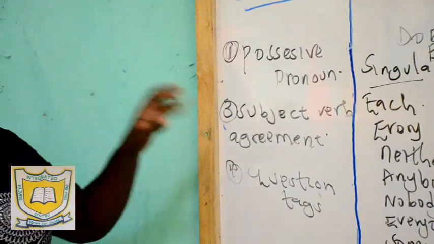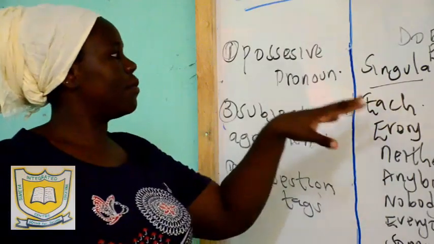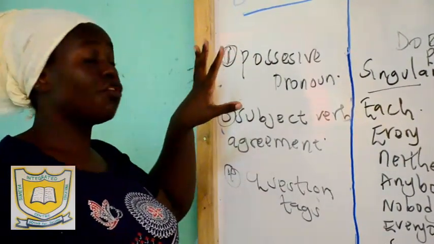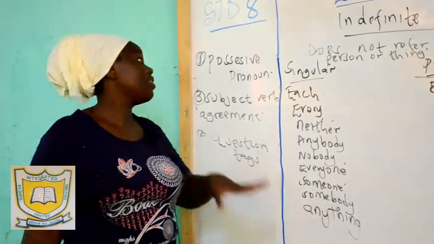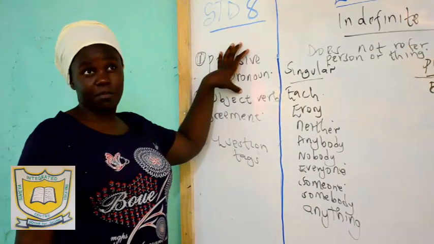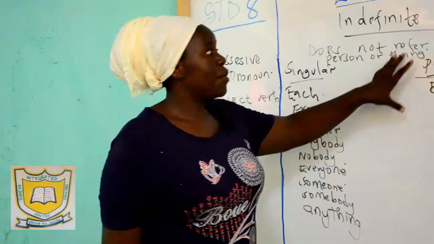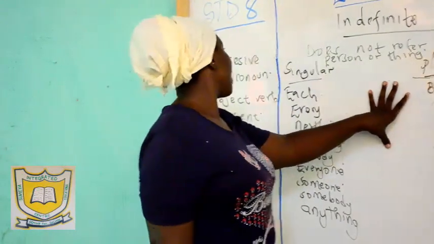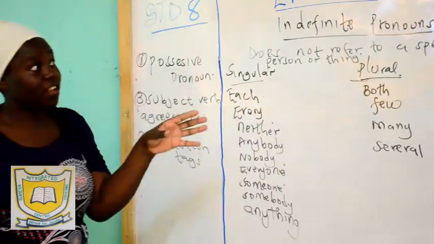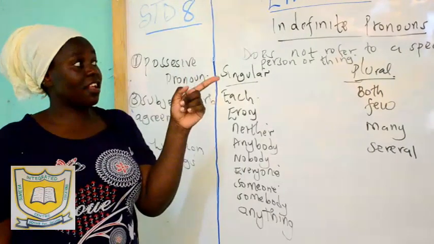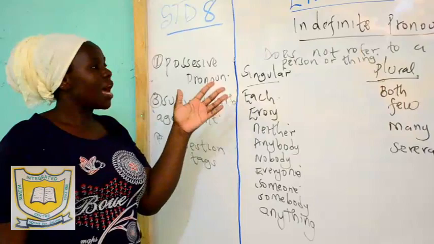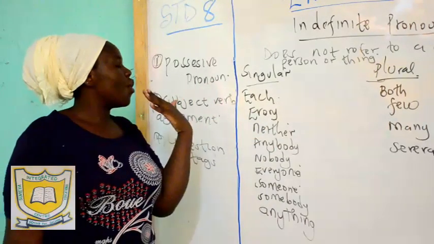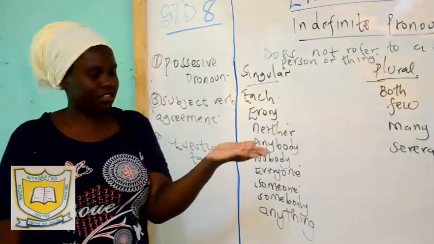Now, possessive pronouns should agree with their indefinite pronouns. Singular indefinite pronouns should agree with their possessive pronouns. Plural indefinite pronouns should also agree with their possessive pronouns. And those that are neither singular nor plural can take either a singular possessive pronoun or a plural possessive pronoun.